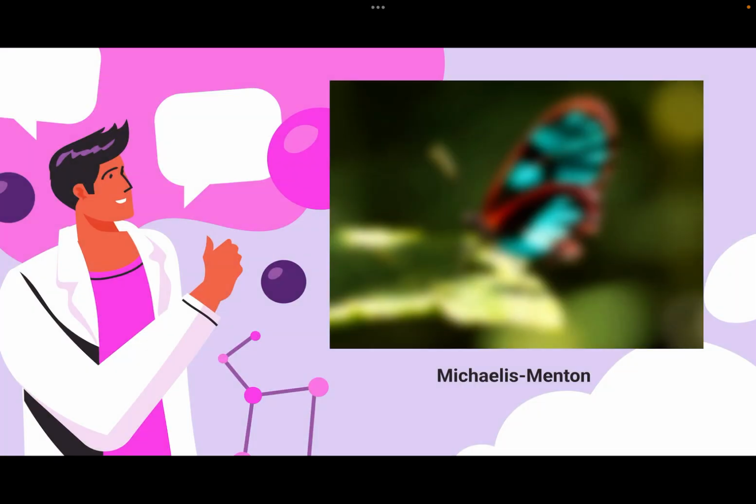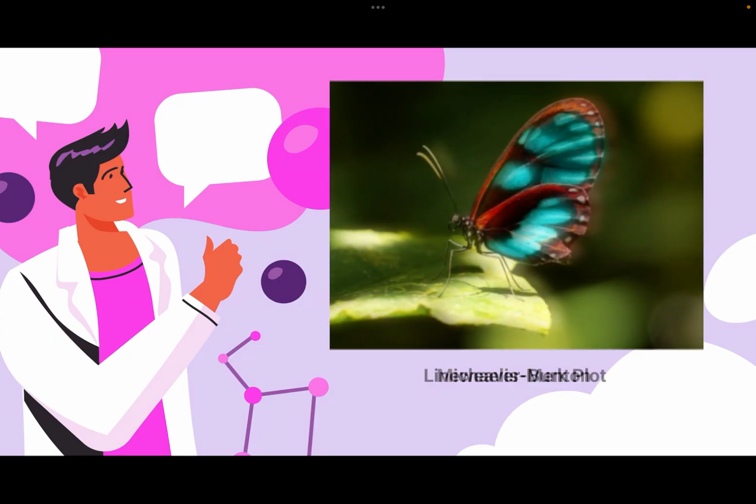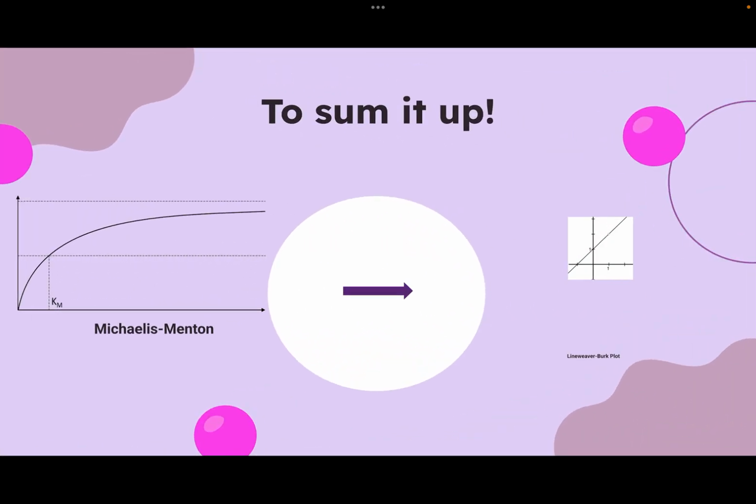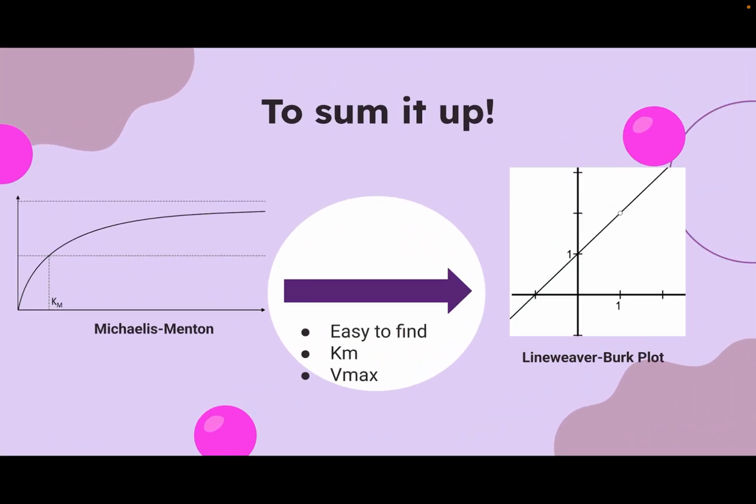The Michaelis-Menten curve gives you the overall picture, but it's a little hard to read. By transforming it into a straight line, the Lineweaver-Burk plot sharpens the focus, so Vmax and Km stand out clearly. To sum it up, the Michaelis-Menten curve is great for showing how enzymes behave, but the Lineweaver-Burk plot makes it easier to measure what matters, which are Km and Vmax. It's like taking a complicated curve and making it simple, so scientists can clearly see how enzymes perform.